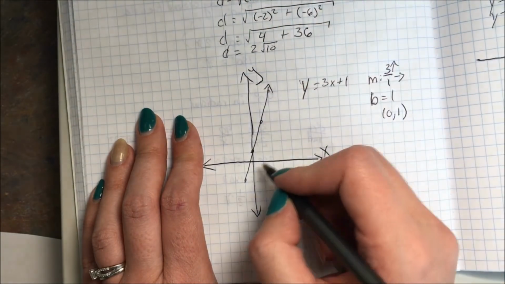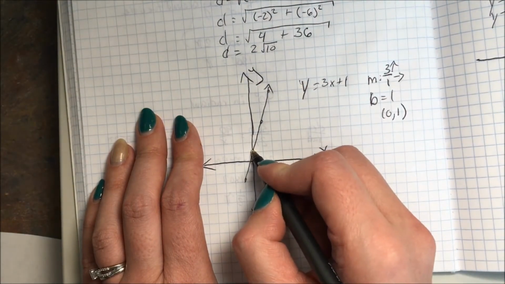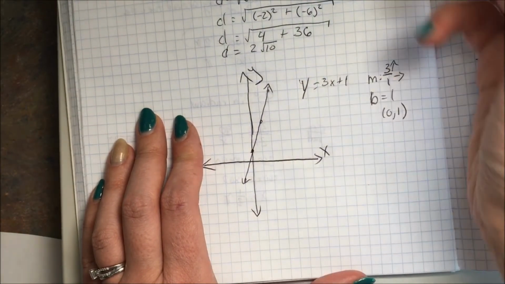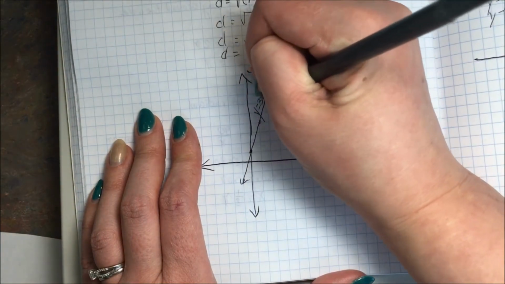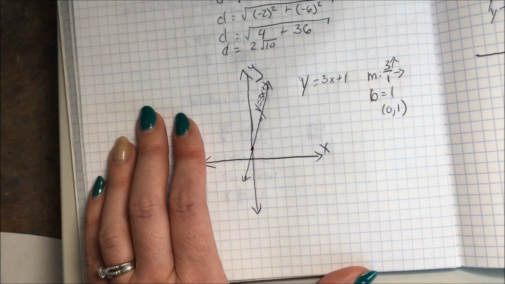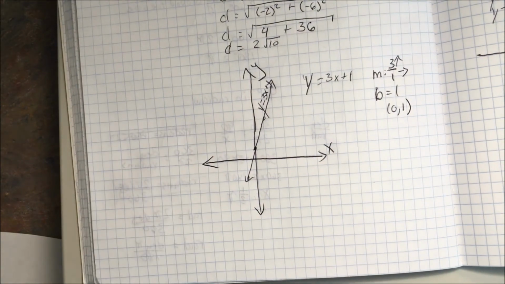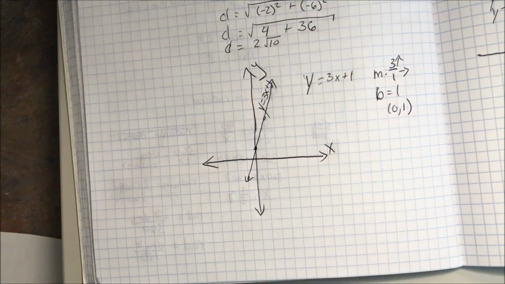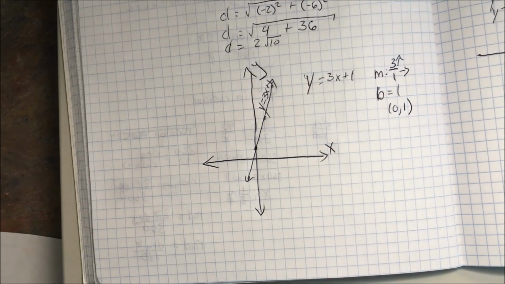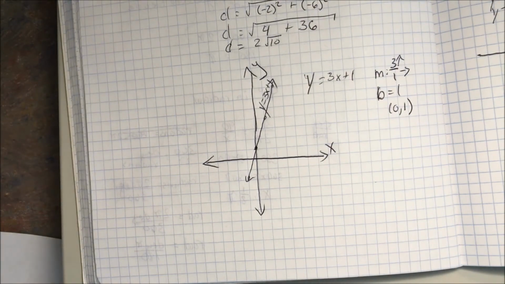So I started at 1, which was my y-intercept, and I moved up 3 over 1. Y equals 3x plus 1, with a label. That's how I would graph that line. So now we know how to find the midpoint, the distance, the formula, and the slope between two points, and we are ready for class on Monday.